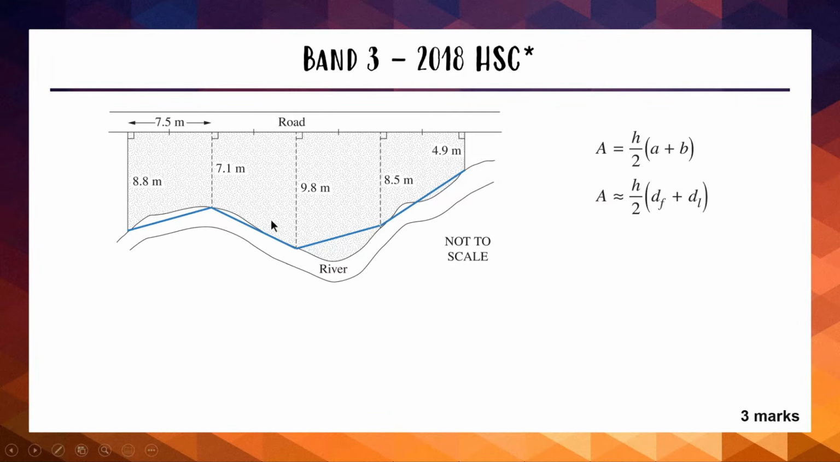For the area of a trapezium, all you need is your A and your B, which are your 2 parallel or flat sides. So in this first trapezium here, A is going to be 8.8 and B is going to be 7.1.